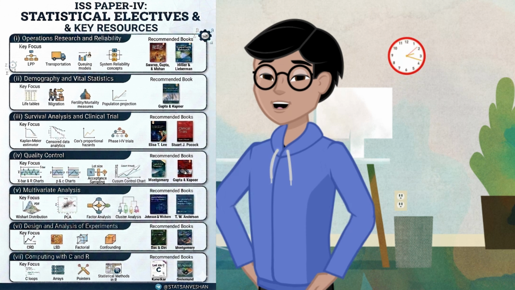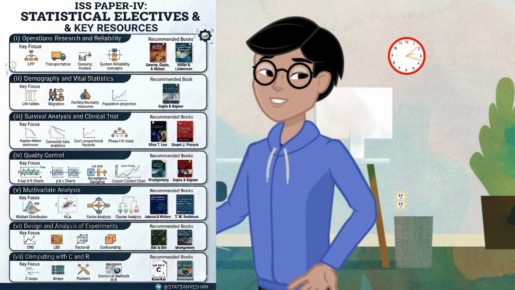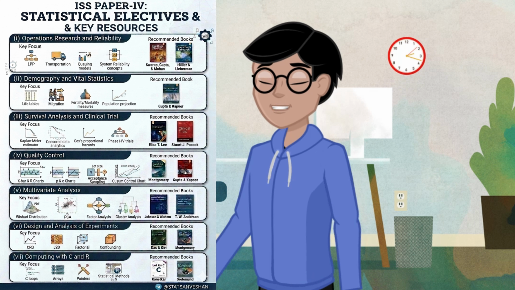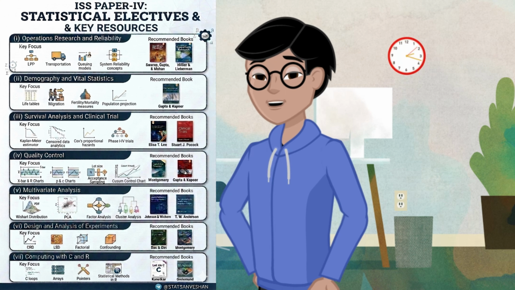Then for survival analysis and clinical trial, the books recommended are Statistical Methods for Survival Data Analysis by Elisa Lee and Clinical Trials, A Practical Approach by Stuart J. Pocock. Then for quality control, the books are Introduction to Statistical Quality Control by Douglas C. Montgomery and Fundamental of Applied Statistics by S.C. Gupta and V.K. Kapoor. Then for multivariate analysis, Applied Multivariate Statistical Analysis by Johnson and Wichern and An Introduction to Multivariate Statistical Analysis by T.W. Anderson.